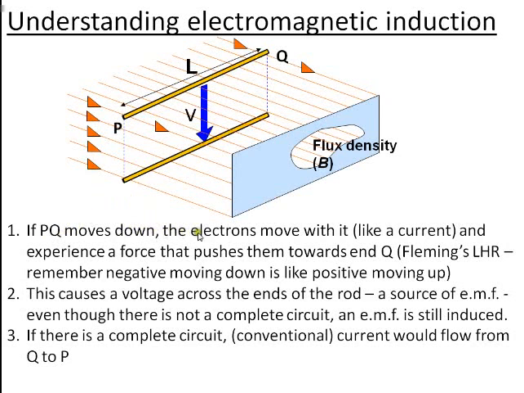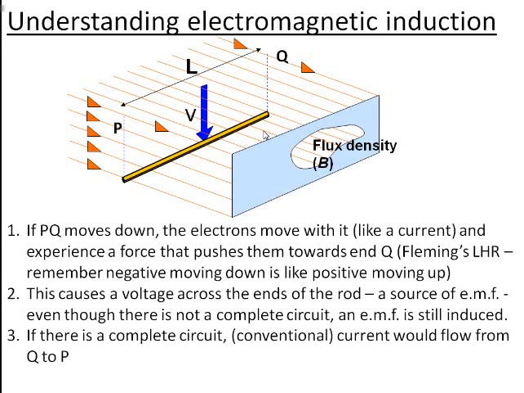So if PQ moves down, the electrons move with it, so all the electrons in this wire move down as well. So they are all electrons moving in a magnetic field. Now each of those electrons will experience a force, and that force pushes them towards the end Q. If you want to prove that, you can use Fleming's left-hand rule, but you've got to remember that an electron moving down the screen is like a positive charge moving up the screen. So you can use Fleming's left-hand rule to show that they all go towards the end Q. This causes a voltage across the ends of the rod. It's a source of EMF. You're going to have more electrons at one end than you have at the other. So you've got a potential difference across this wire.